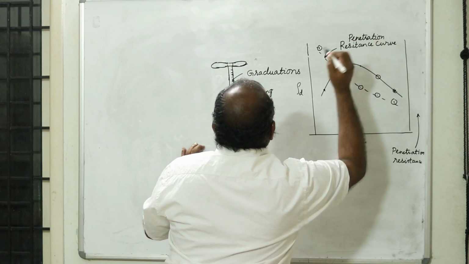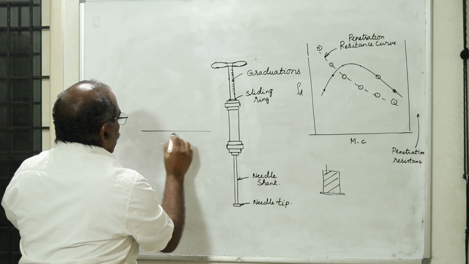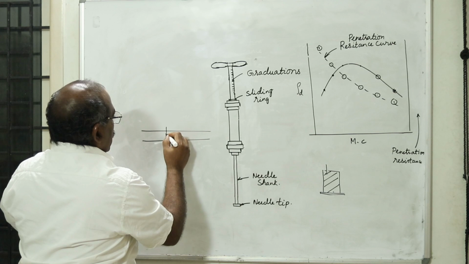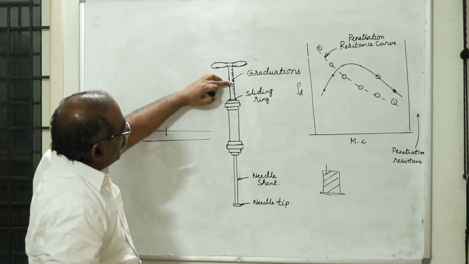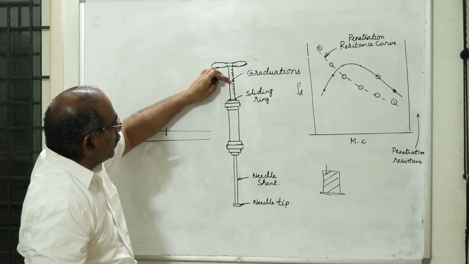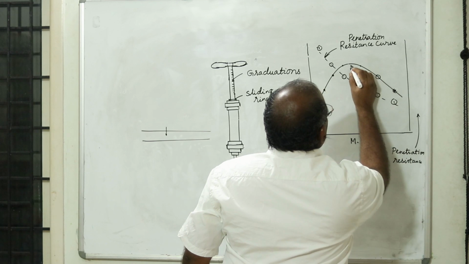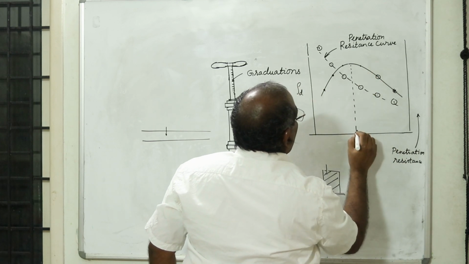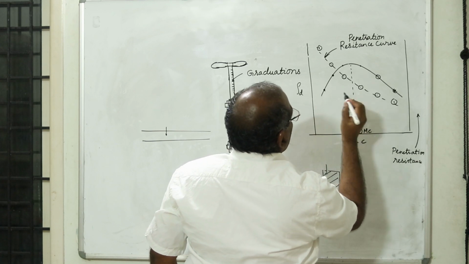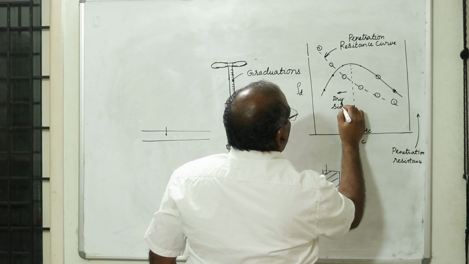Now, using this curve, I can do the field compaction control. In the field, when I am trying to compact one layer, I can use a similar needle and try to penetrate it. When I penetrate, I know the sliding ring is sliding, and I know the amount of graduations. Now I can know my penetration resistance in the field. So this is the OMC. Now I need to know whether I am very near to OMC, on the wet side of the OMC or the dry side. This is the dry side. This is the wet side.